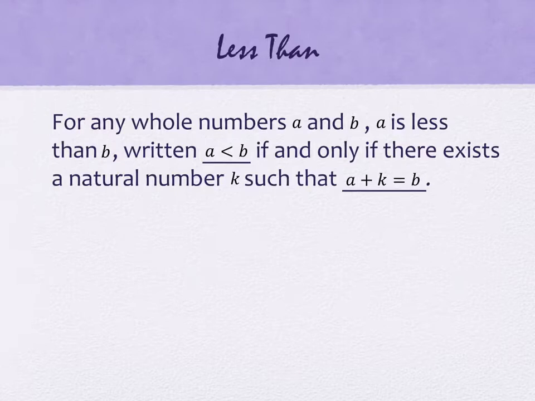The first one we're going to talk about is the phrase less than. For any whole numbers a and b, a is less than b, and it has that symbol, if and only if there exists a natural number k such that a plus k is equal to b.